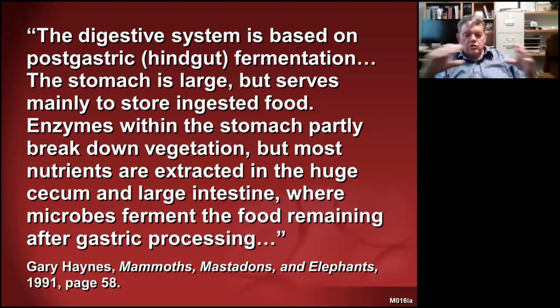But most nutrients are extracted after the stomach in the huge cecum and large intestine, where microbes ferment the food remaining after gastric processing. It's the digestive system of these elephants and the fact that there's very little bacteria in cold climates that allow for the state of partially decayed vegetation.